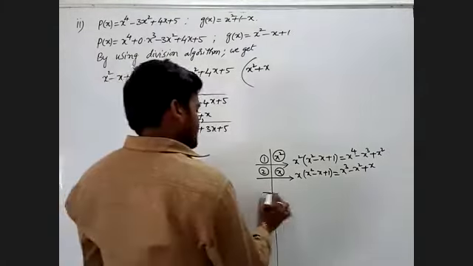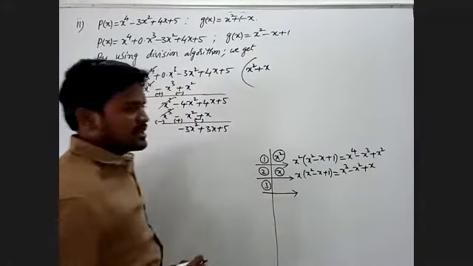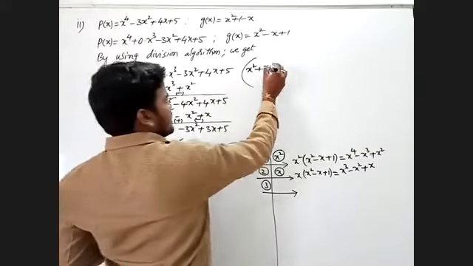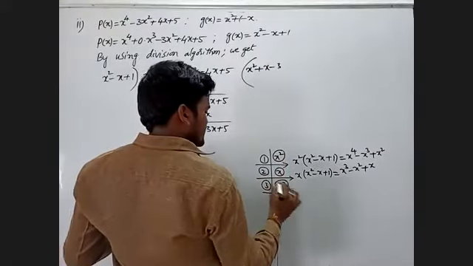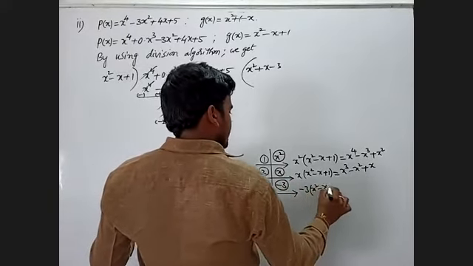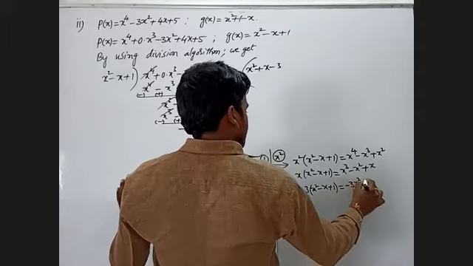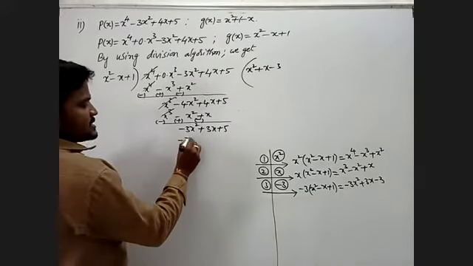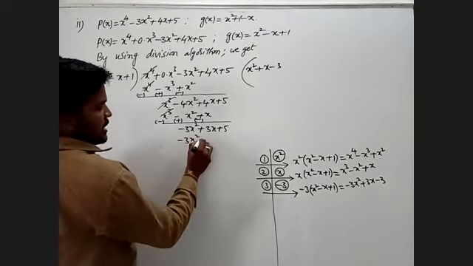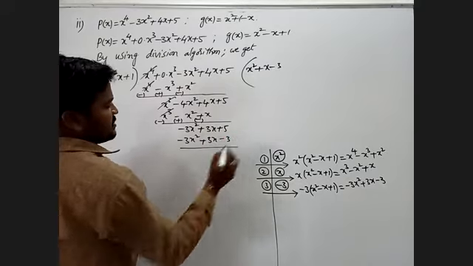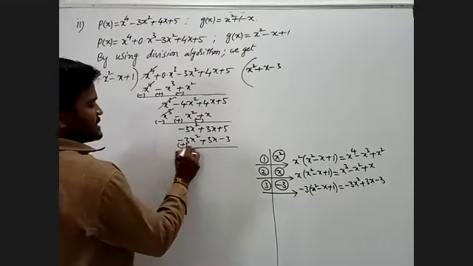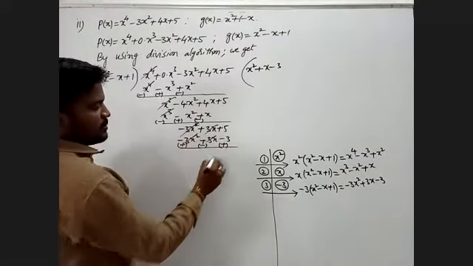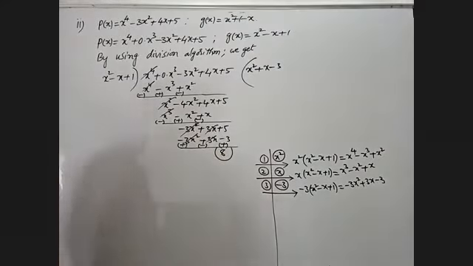Now I am going to step 3. Observe. The leading coefficient is minus 3x square, and x square there, so I will multiply by minus 3. That means minus 3 into x square minus x plus 1 is equal to minus 3x square plus 3x minus 3. That is minus 3x square, after that plus 3x, after that minus 3. I have to change the symbols to plus. After we take the symbol plus, what will be the answer? Remaining, 5 plus 3 is 8.